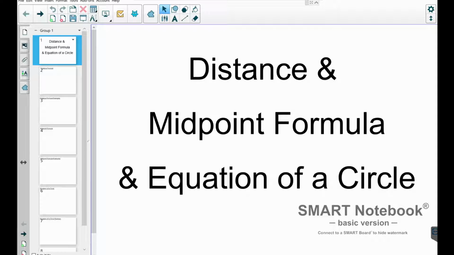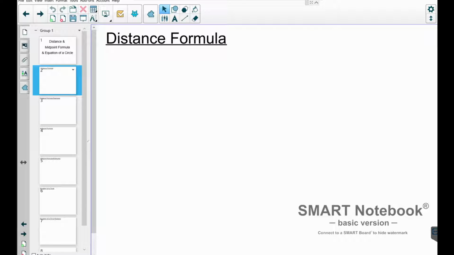I can guarantee that. So today we're looking at distance and midpoint formula, and we're going to touch on the equation of a circle at the end. The good thing about this is we're just looking at formulas and how to use them. You're not necessarily needed to learn a bunch of vocabulary words or anything. So we're just touching on some stuff. Let's start off with the distance formula.